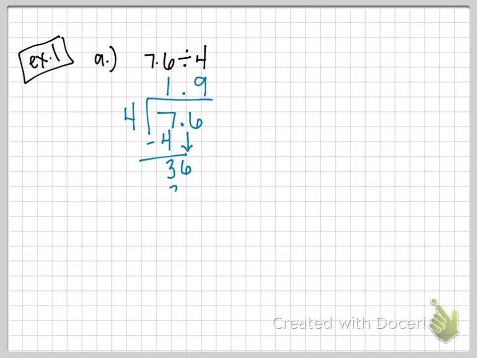9 times 4 is 36. Subtract. Am I done? Yes. So my answer, 7.6 divided by 4, the quotient is 1.9.